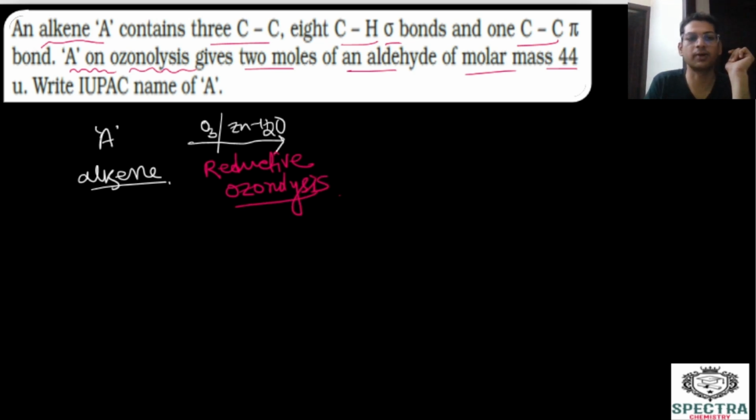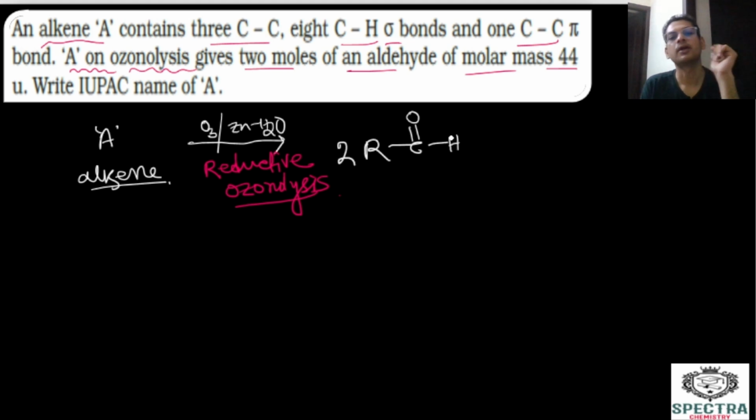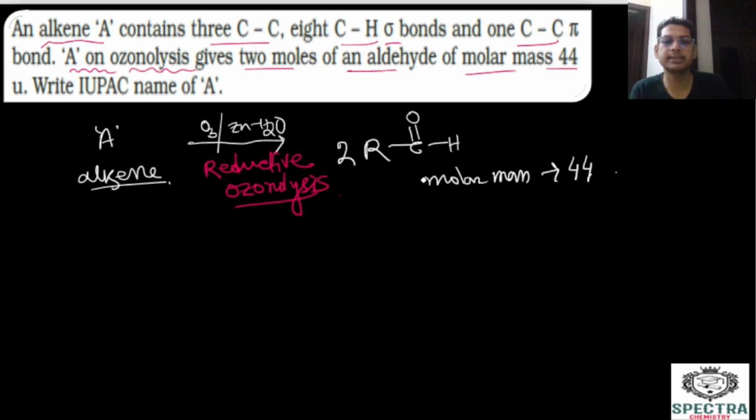Reductive ozonolysis you are doing. So, sir, if I am doing reductive ozonolysis, what am I getting? You are getting 2 moles of an aldehyde. That means you are getting an aldehyde, but 2 moles of this. And the molecular mass of this aldehyde is also given, and that is 44. From here, let's see if we can get any information.